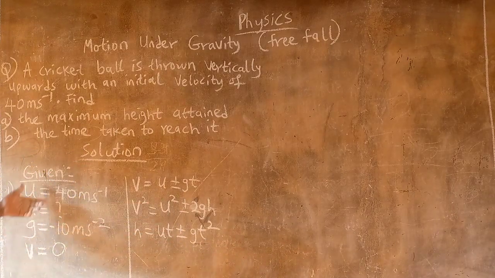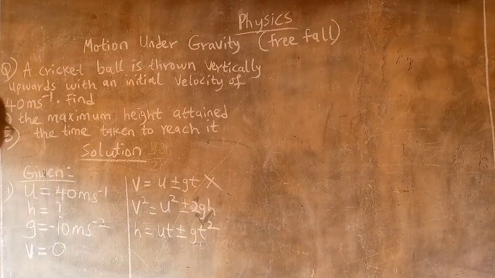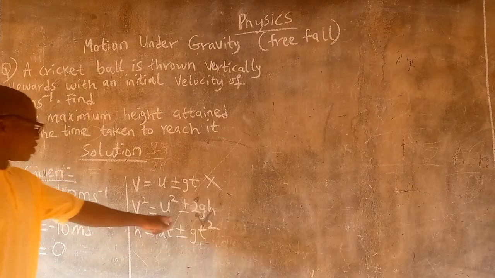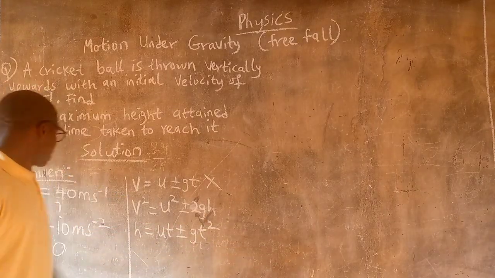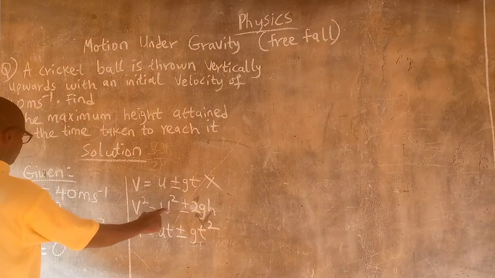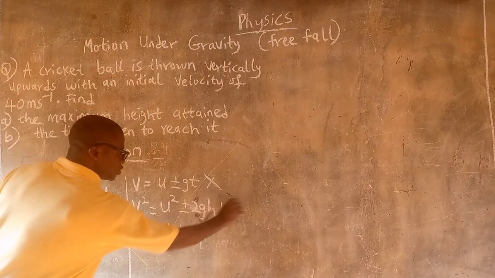Now, from these parameters, we find out that this equation can't be used. Why? We are looking for the variable height. This equation doesn't have a variable called height, so this equation can't be used. This equation has a variable called height, yes, and it has final velocity V, which is 0. It has value for G. Also, it has initial velocity. So this equation can be used.